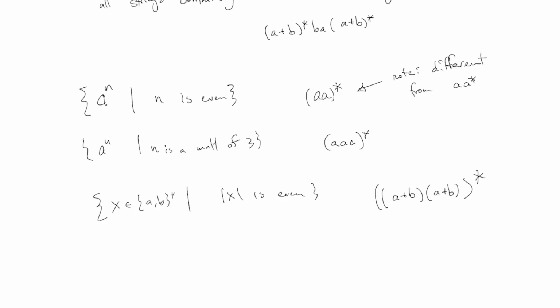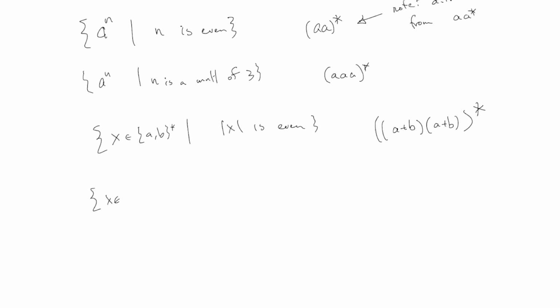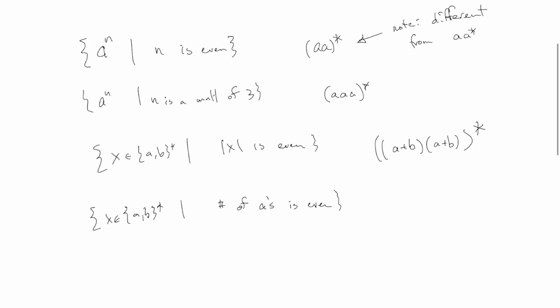Okay, I had just one more here. How about X and AB star such that the number of A's is even, but I don't care about the number of B's. Only the number of A's is even. Could be any number of B's. Anyone got a thought about this one? This one's a little trickier, I suppose.